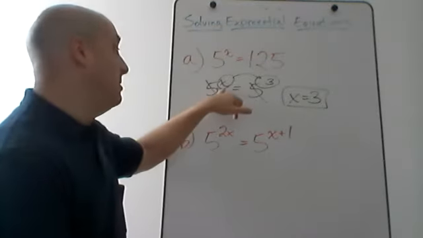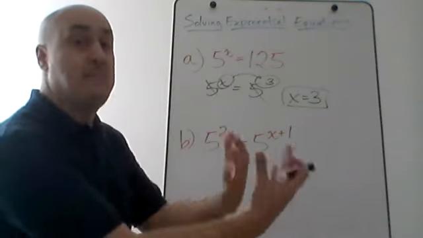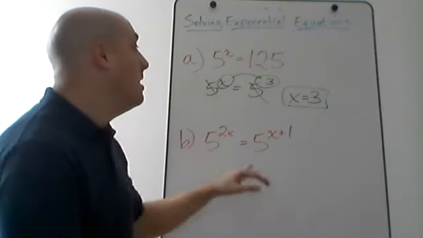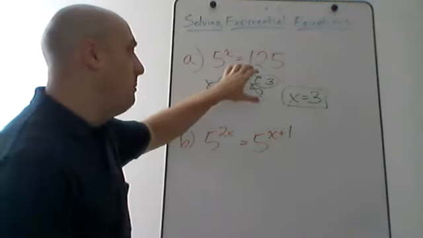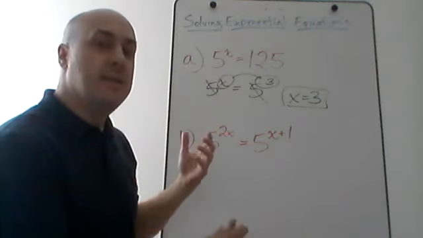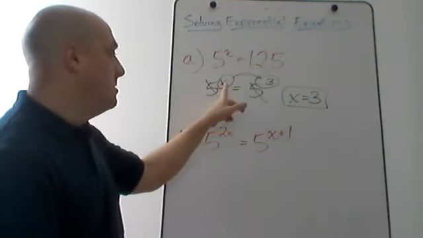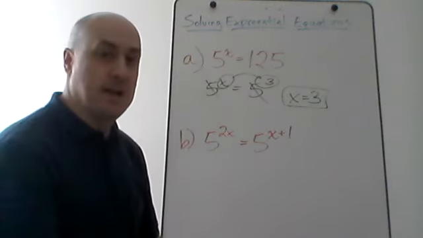I might have a couple different numbers that I could plug in that would give me the same output as the other side of the equation. But since it's a one-to-one function, and the outputs of each side of the equation are the same, the inputs also have to match up, which means my exponents have to be equal, and x has to equal 3.